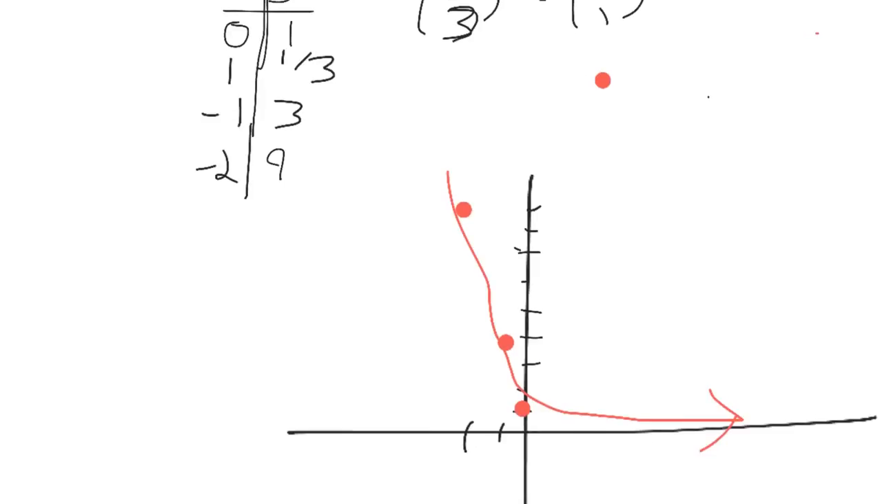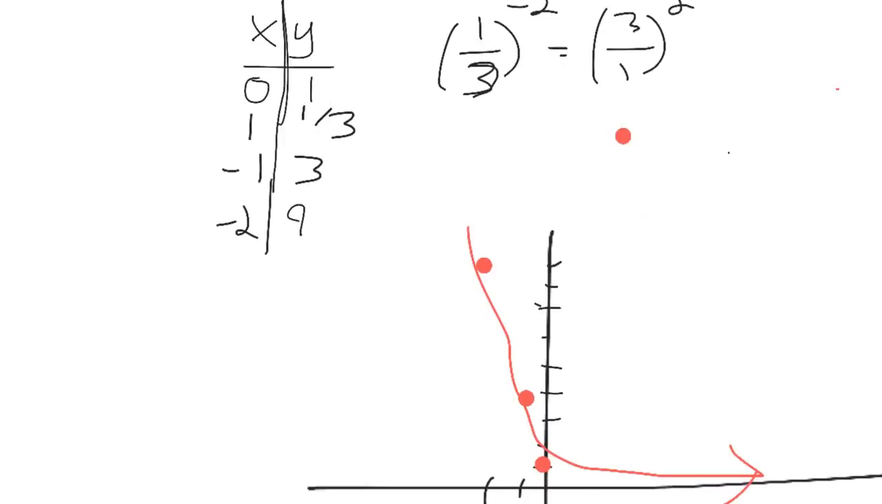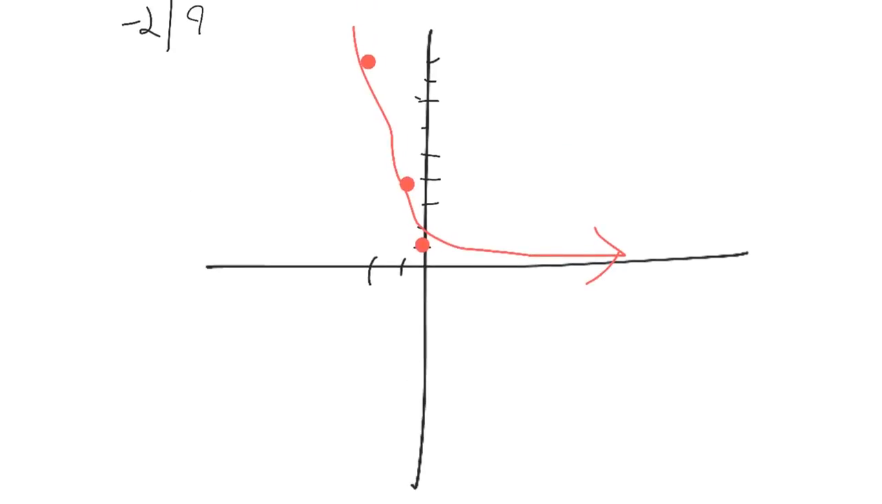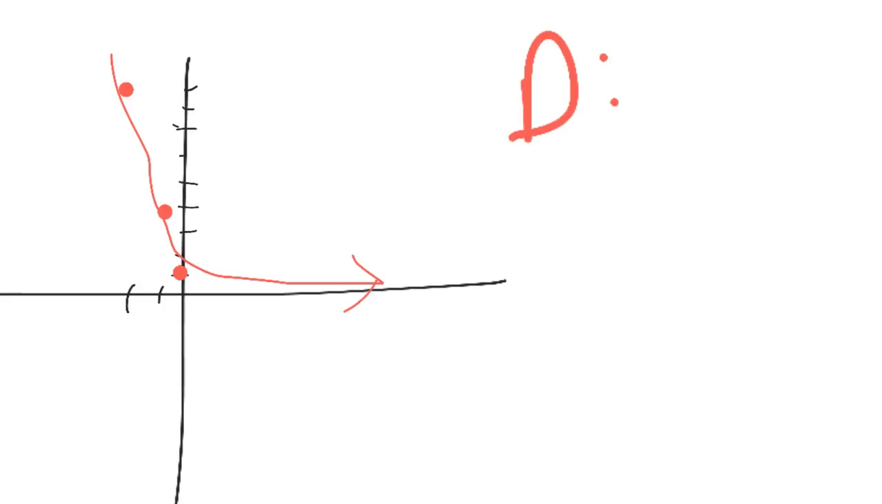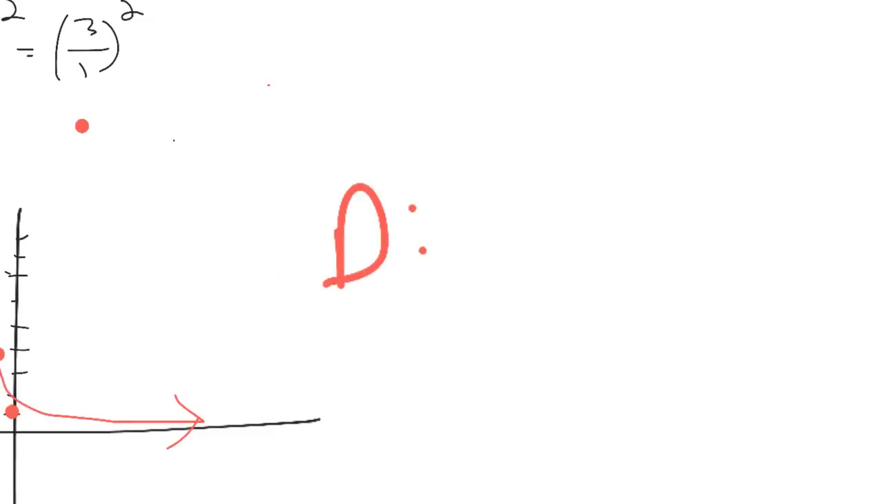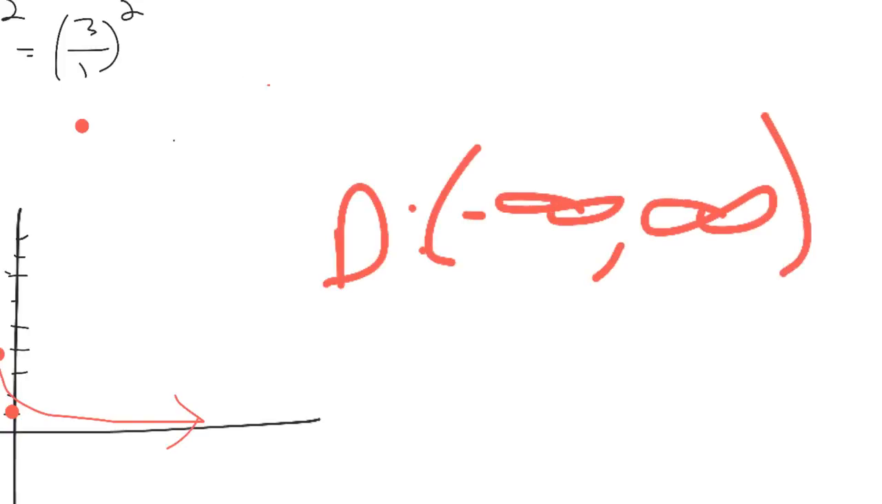So that's our graph. Now we can answer their questions. We need the domain, the range, and whether it's increasing or decreasing. The domain represents all the x values that work in the function. So there's no problem with plugging in any x values. You can't square root a negative. You can't divide by 0. So no problem. We're going to say the domain is negative infinity to positive infinity.